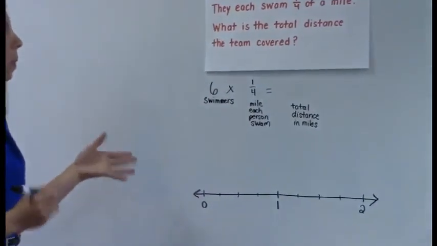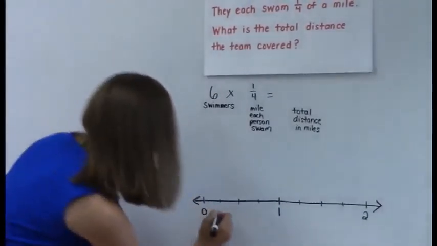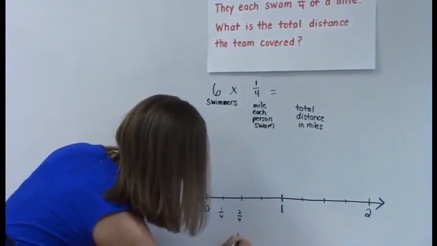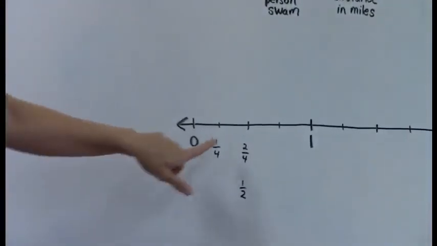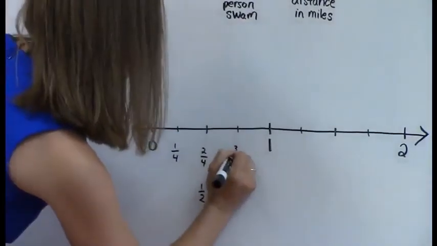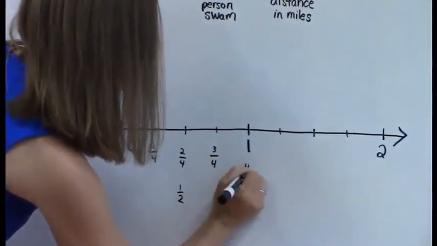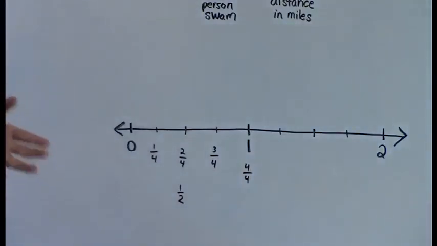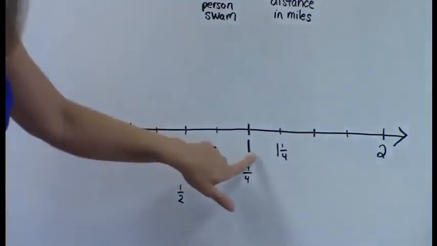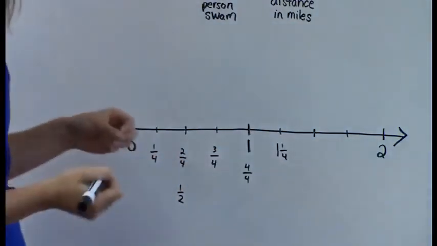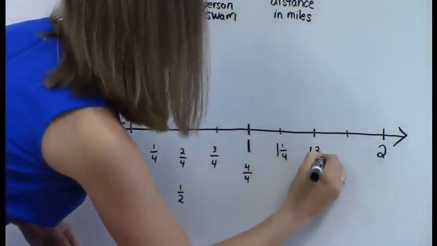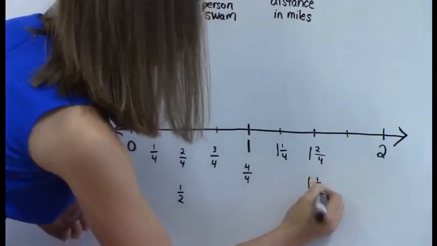Okay, and then with this problem, I'm going to go ahead and label, and I can also record some equivalents that might be helpful. I know that 2/4 is the same thing as 1/2. I also know that 4/4 is the same thing as 1. As I continue into the space between the 1 and the 2, I'm going to label these as mixed numbers. So 1 and 2/4 could be the same thing as 1 and 1/2.